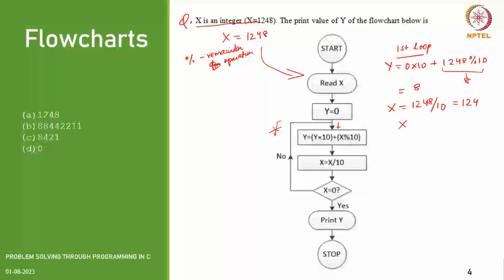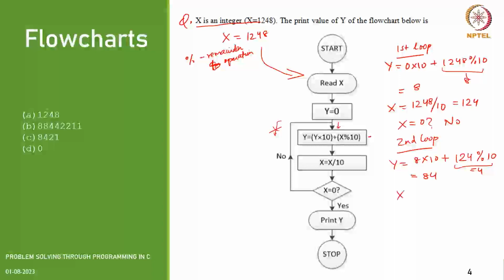Now we check, is x equals 0? Is that so? No, right? It's not 0, it's 124. So we go back, we start again from this statement, and that becomes our second loop. In the second loop, y is now 8, right? So you have 8 into 10 plus x, 124 percentage 10. So how much is this? This is 4, right? So you have 84.